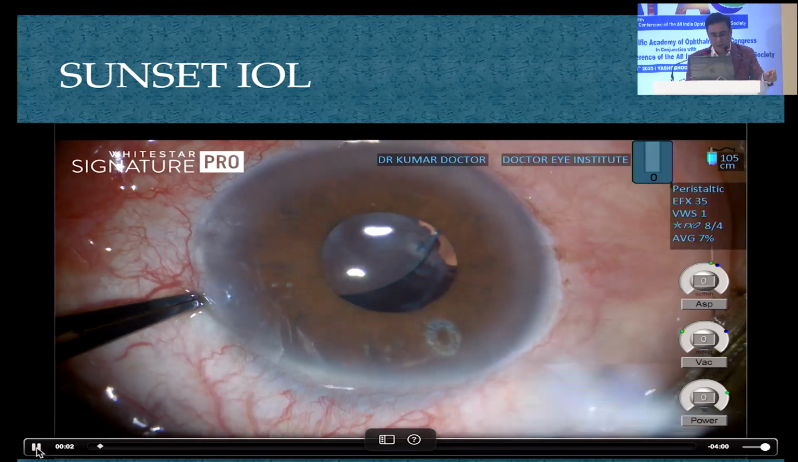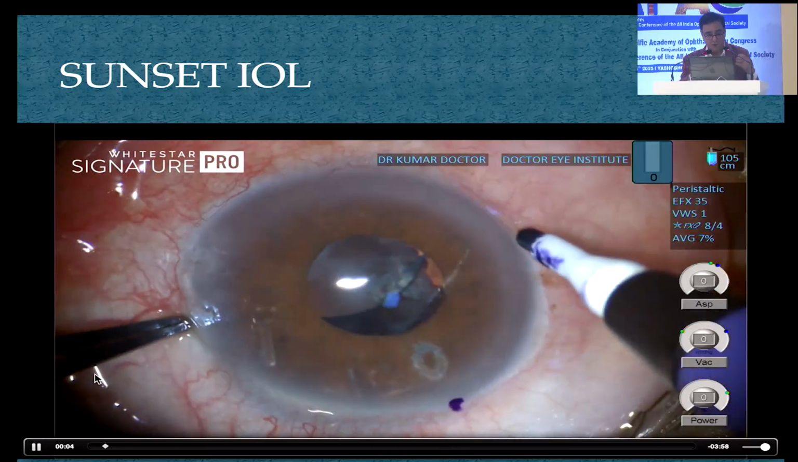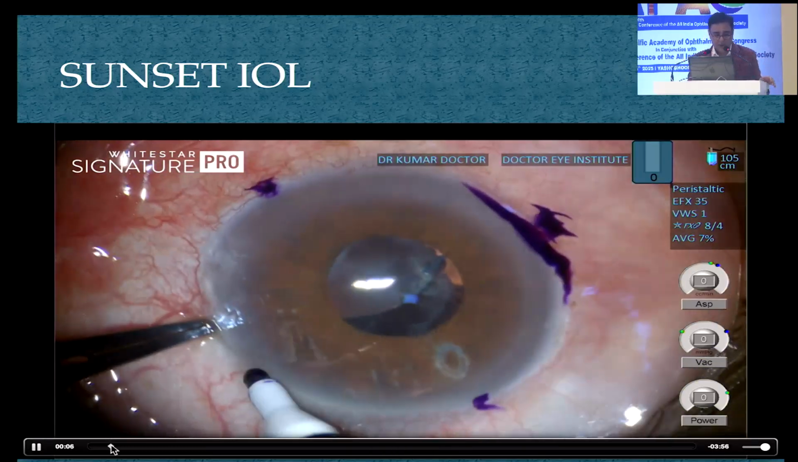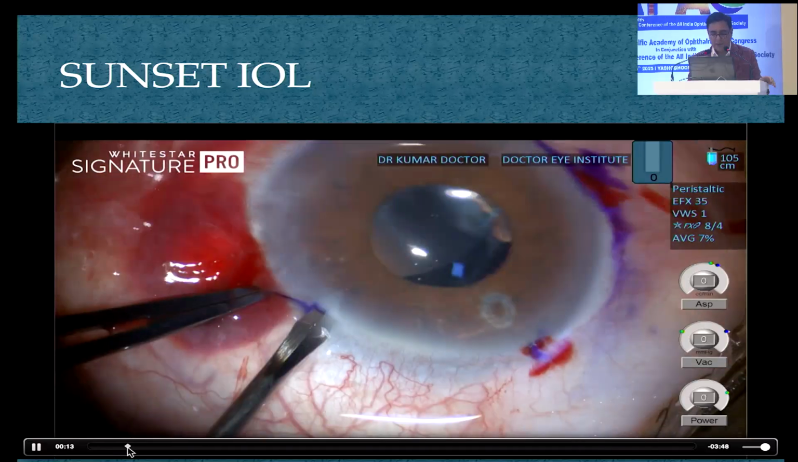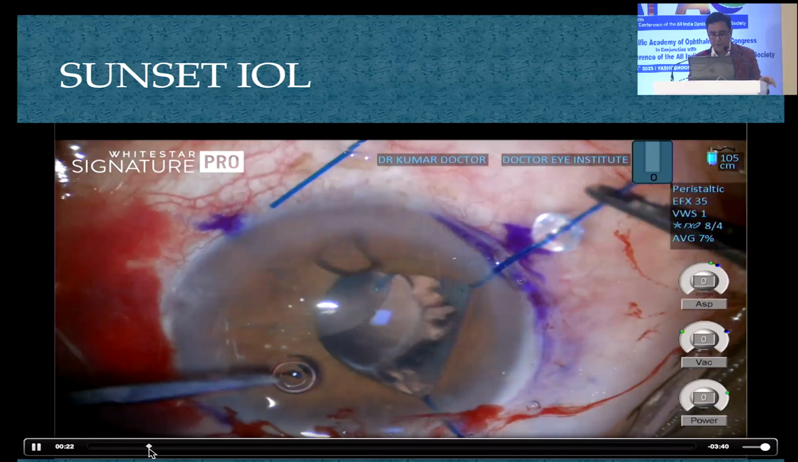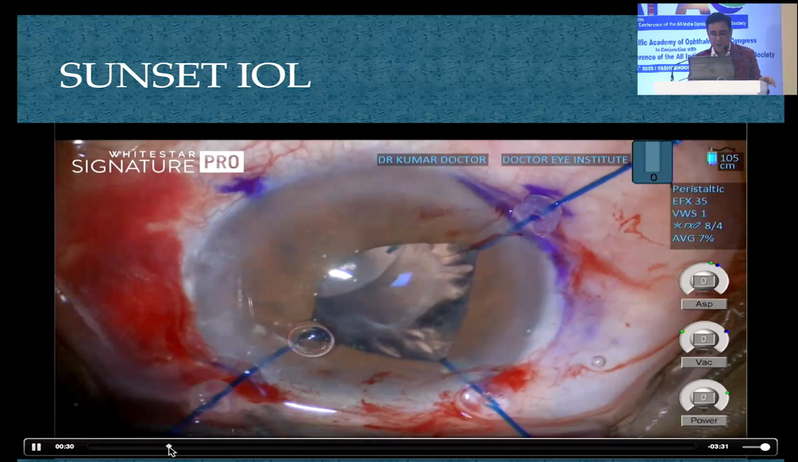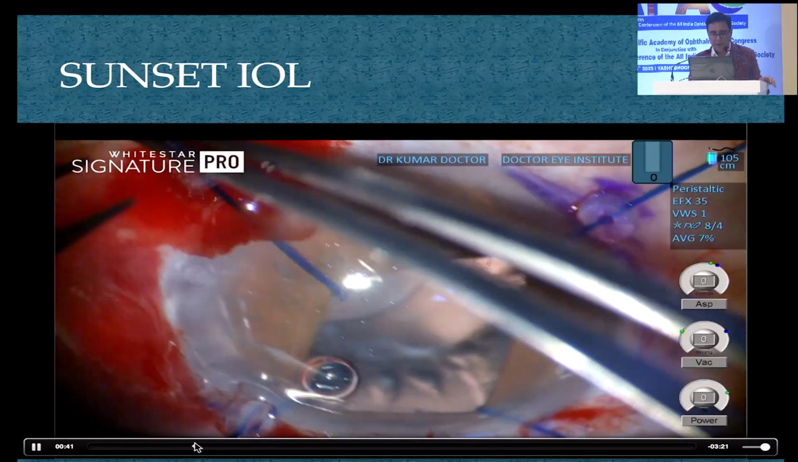Perfect. So why iris hooks? Because we need more exposure. So we really need to know what's happening all around. So I go ahead and put iris hooks. I put 3-4 iris hooks. And now that gives me good enough exposure to understand what's really happening in this whole complex.